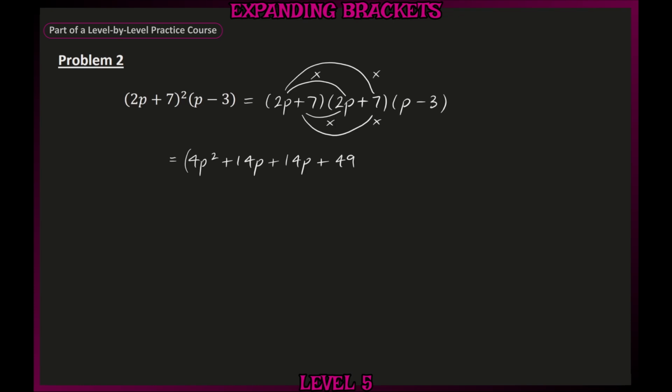Now we'll need to have this in a bracket, as it's still being multiplied by the third bracket, p minus 3, which is just on the end. We could expand again now, but what I'm going to do is first simplify the bracket, and we can do this by collecting together the plus 14p and the plus 14p. So we have 4p squared, 14p plus 14p is plus 28p, and we have a plus 49. This is still in a bracket, and we're still multiplying it by p minus 3. Now we can expand these two brackets.